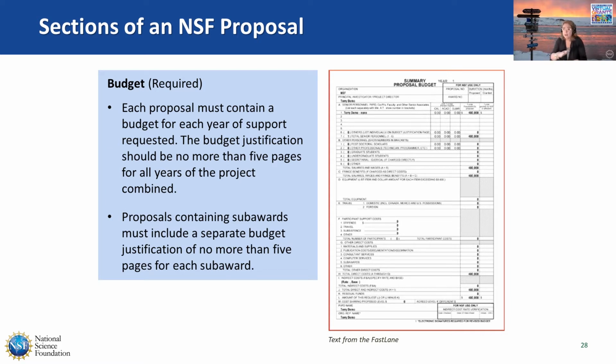If you have any subawards identified for this particular proposal, they also can include a separate budget justification of no more than 5 pages for each of the subawards.